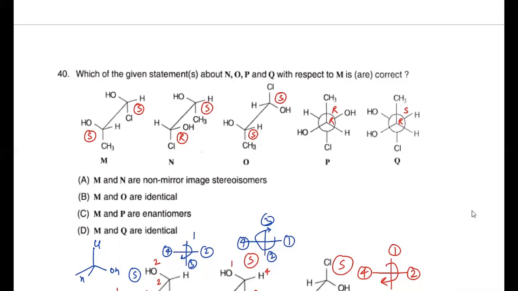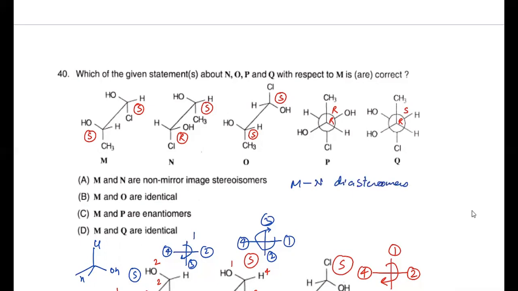That is correct because SS का mirror image RR होगा और RS का mirror image SR होगा. तो इसका मतलब M and N जो है वो diastereomers. You know, पहले केस में बताया गया. So M and N are diastereomers. That means non-superimposable non-mirror images. Diastereomers. That is A is correct.